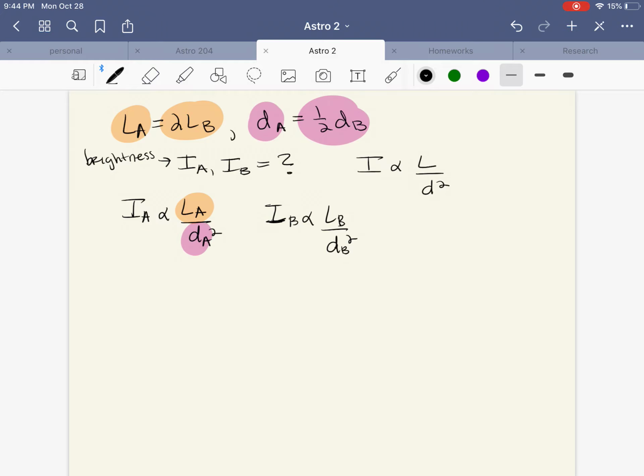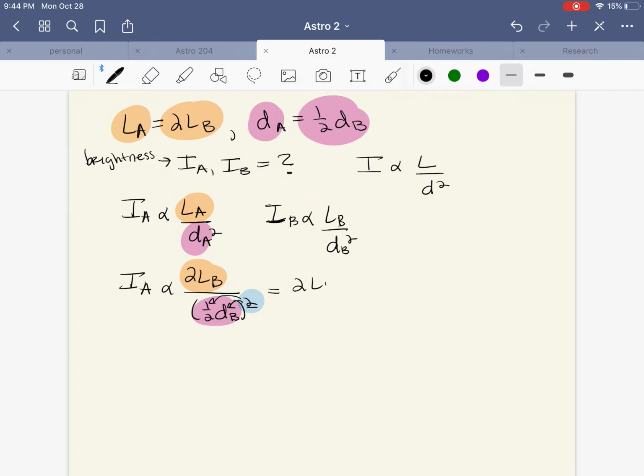So I can sub in the brightness of A proportional to, for luminosity of A, I'm going to sub in 2 luminosity of B. And for distance to A, I'm going to sub in 1/2 the distance to B. So now I have this squared here, and I need to distribute that to every term inside these parentheses.